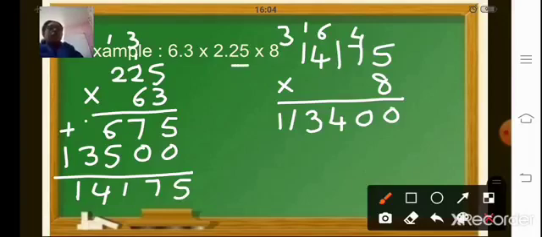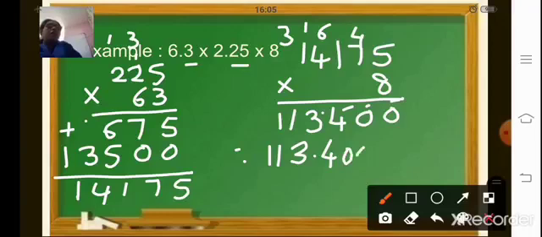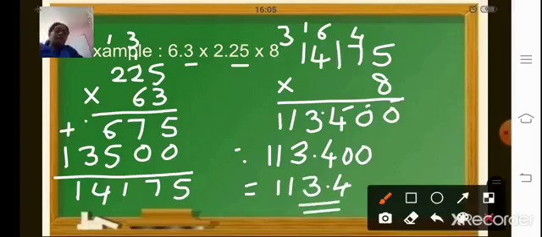Now 2 places here and 1 place here. So after 3 places you will put the decimal point, that is 1, 2, 3. Okay, so your final answer is 113.400, or you can ignore the last 0 and write the answer as 113.4. Okay, yes.